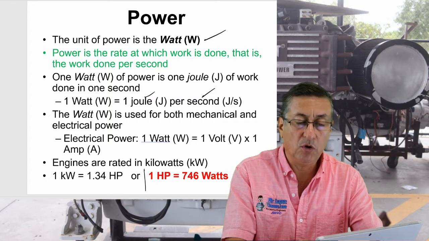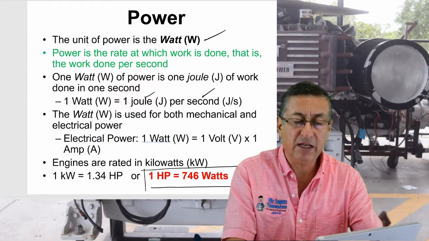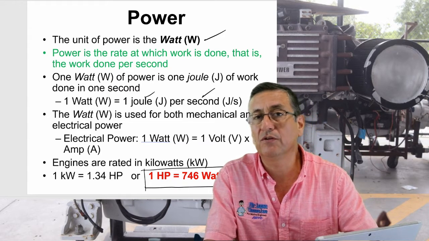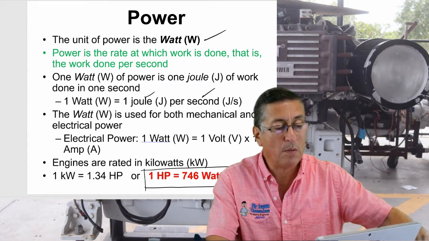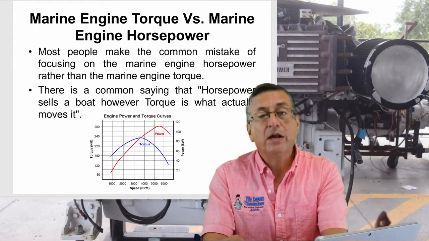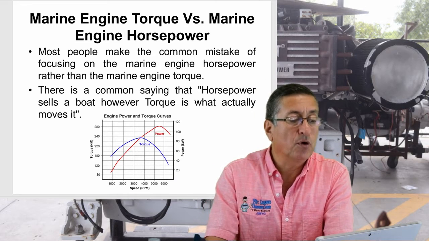And this is the magic formula. 1 horsepower is equivalent to 746 watts. This is the formula that we are going to use in the future to convert one power into the other one. Okay, and now we are going to introduce another important formula, the torque.